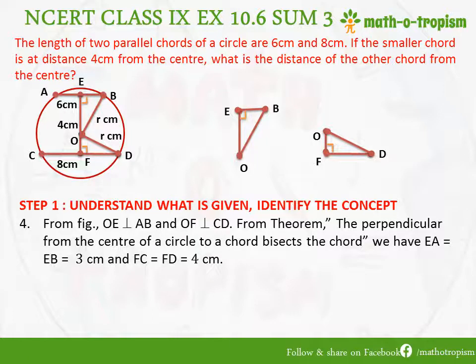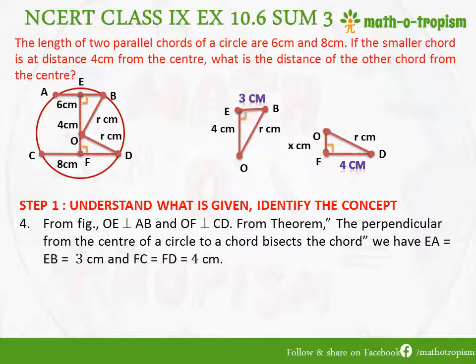As a result, OE is bisecting AB into two equal halves. So AE will be equal to EB, which is equal to half of 6 centimeter, so 3 centimeter. Similarly, OF will be bisecting CD, so FD is equal to FC, which is equal to 4 centimeter. In these triangles, we are assuming that OB and OD are R centimeter, and we need to find OF, which we have taken as x.